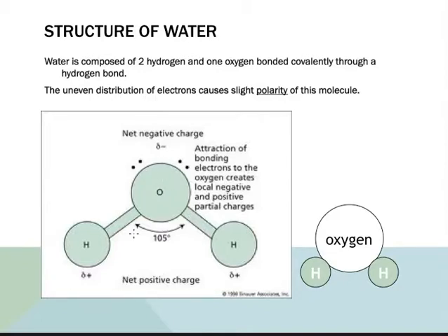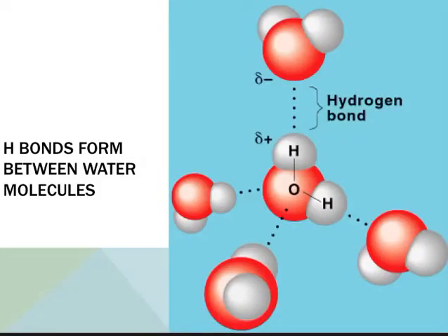So you don't need to know the 105-degree angle. I just want you to see that these lone pairs up here, this extra negative, make the oxygen region of the water molecule partially negative, and that leaves the hydrogen side partially positive. This is what allows hydrogen bonds to form between water molecules.